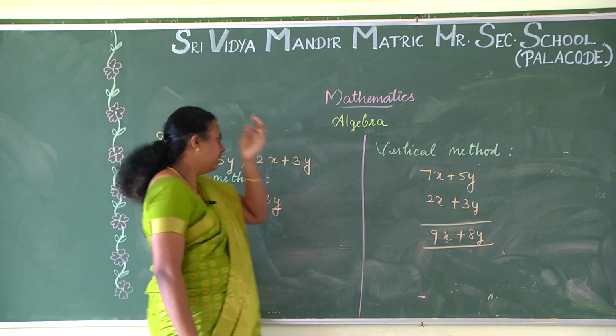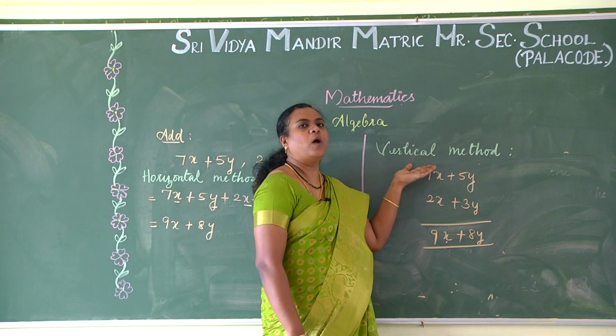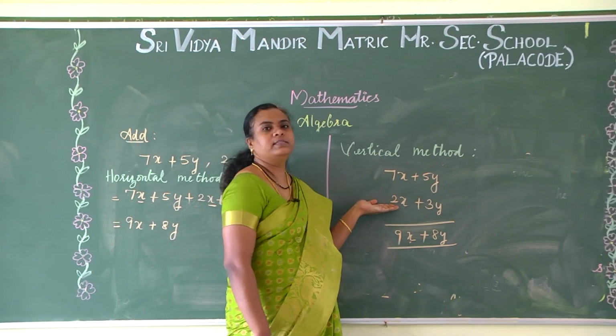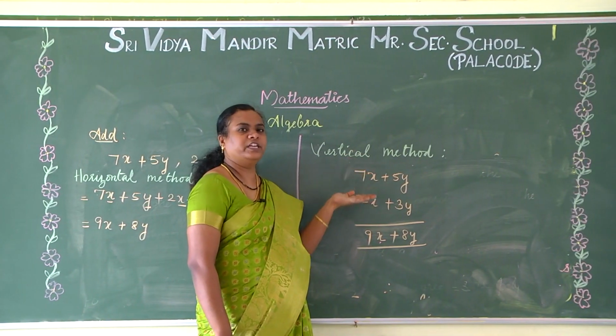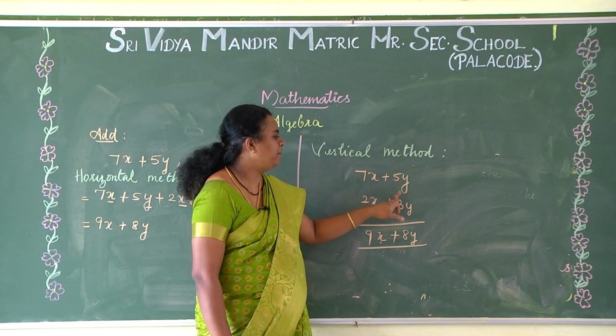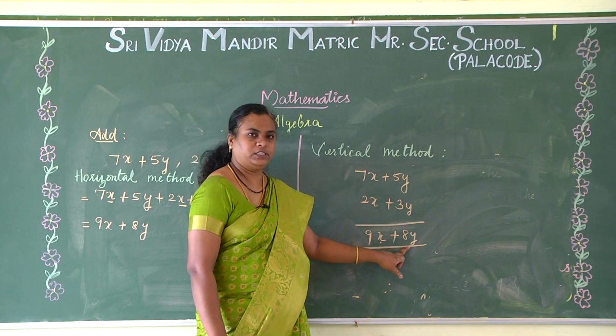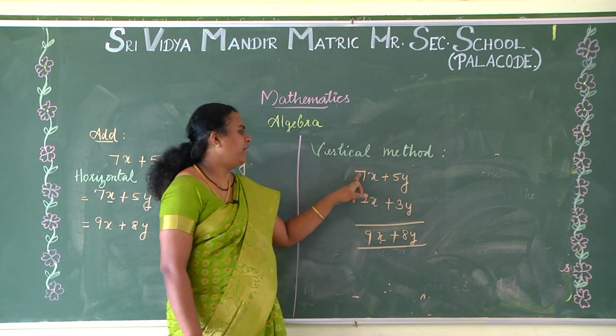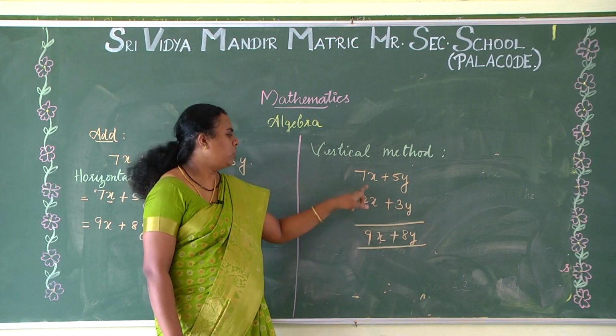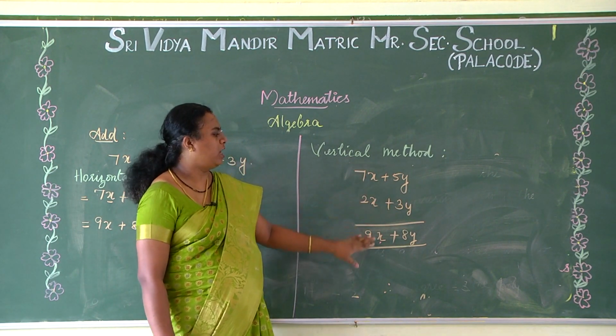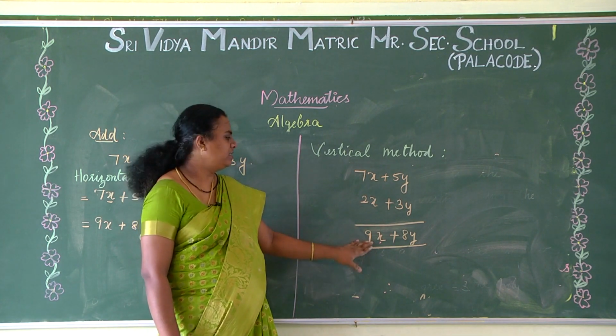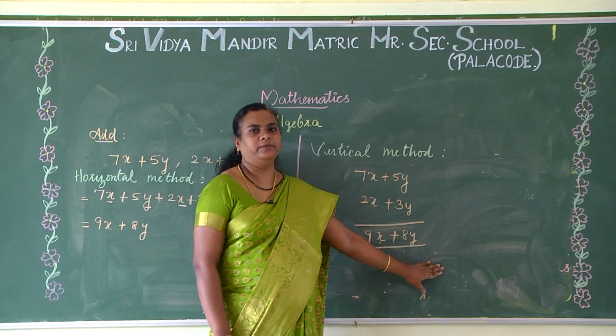In the vertical method, we write these algebraic expressions in vertical form. Here we add 5 plus 3 is equal to 8, so 8y. 7 plus 2 is equal to 9, so 9x. So the solution of this algebraic expression is 9x plus 8y.